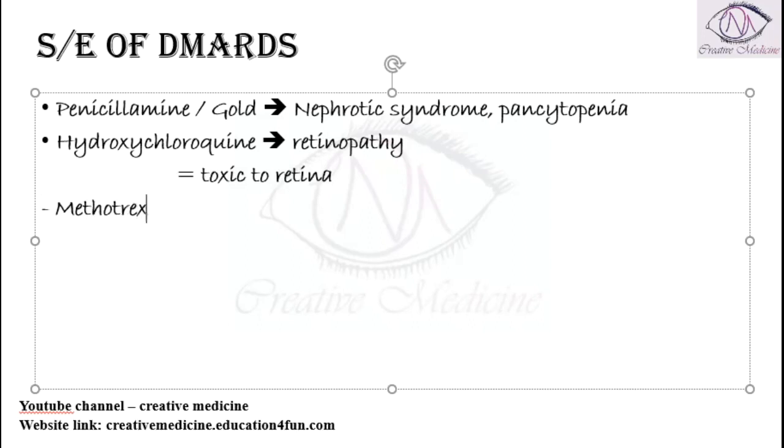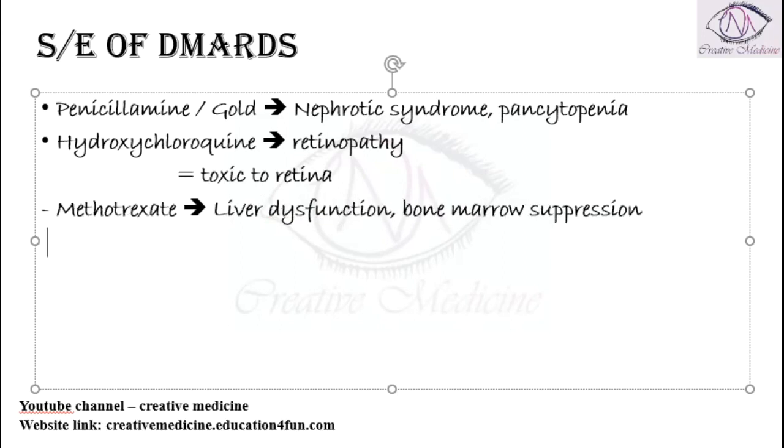If the patient is given methotrexate, you should always monitor the liver because it can cause liver dysfunction. It will also cause bone marrow suppression, and this can also result in lung toxicity. Despite these toxic effects, methotrexate is used as the first line drug, or the most commonly used disease modifying anti-rheumatoid drug.